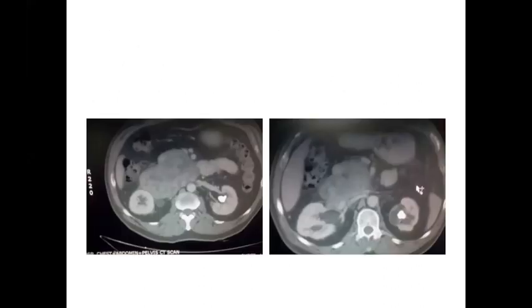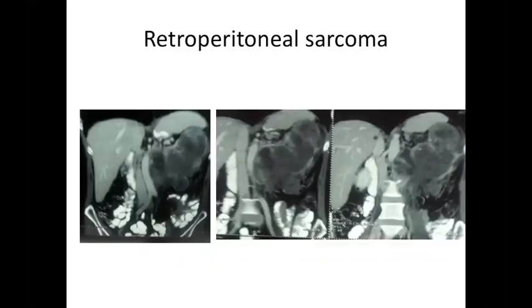This is one of the cases we had a few years ago where it was compressing the aorta, the renal vessels, and the kidney on one side. Although it was an incidental finding, the size of the tumor was quite advanced. This is another view of the tumor, and you can see how the whole side of the aorta is pushed to one side and invaded on one whole side.